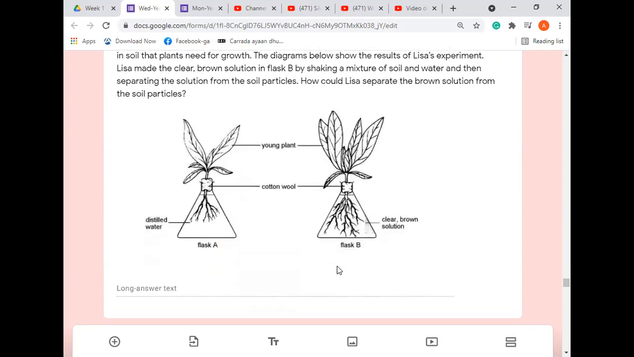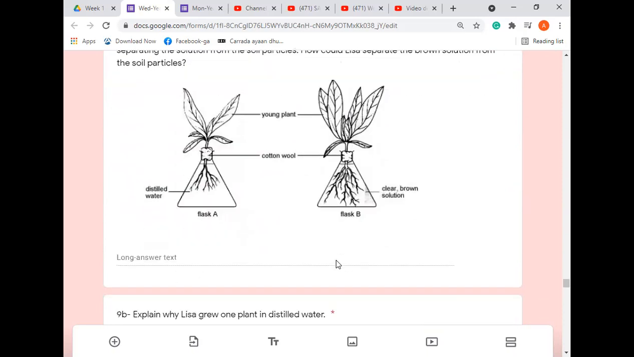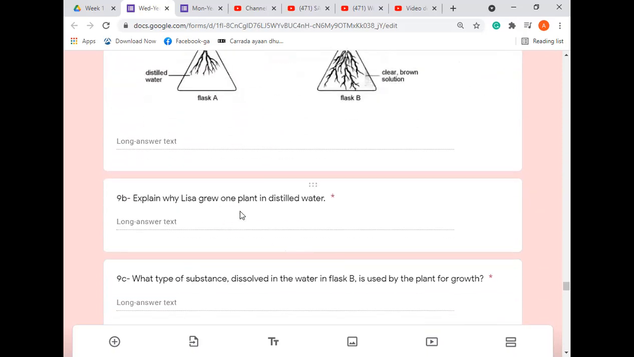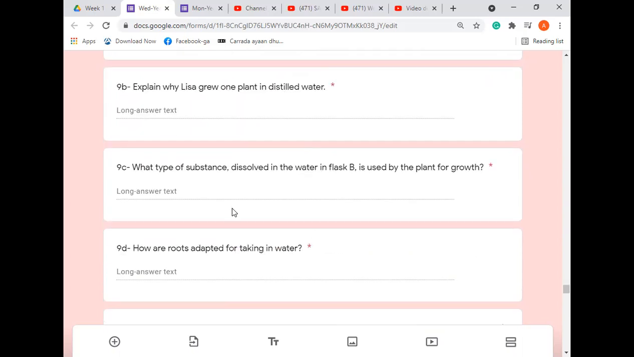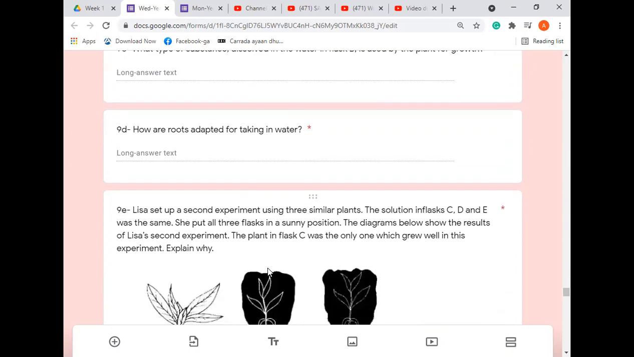Question number 9, you still have a plant. So this is the information about this plant. Explain why Lizzie grew one plant in distilled water. What type of substance dissolved in the water in flask P is used by the plant for growth? How are roots adapted for taking in water?